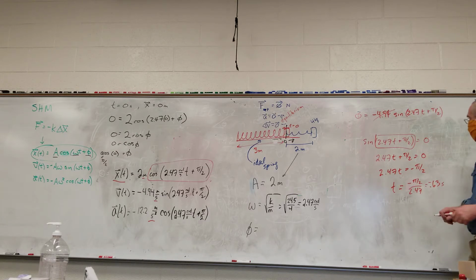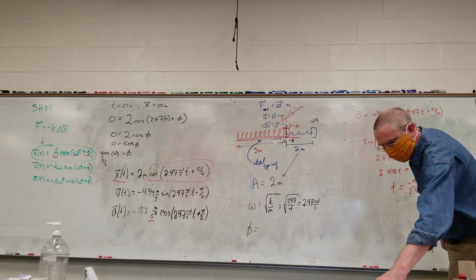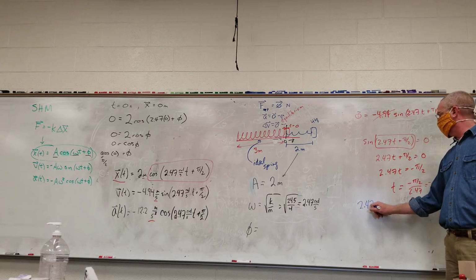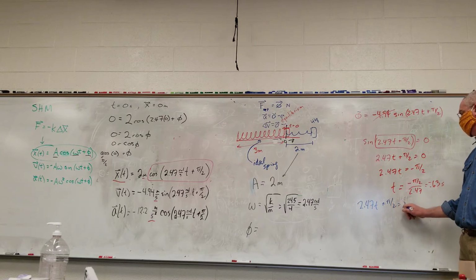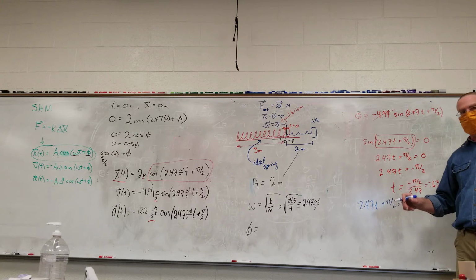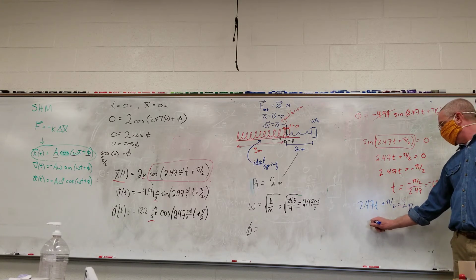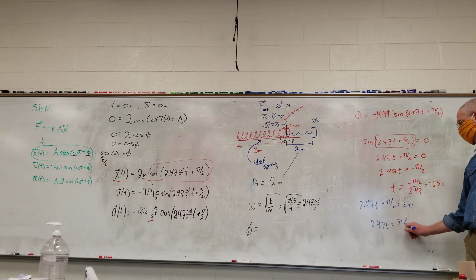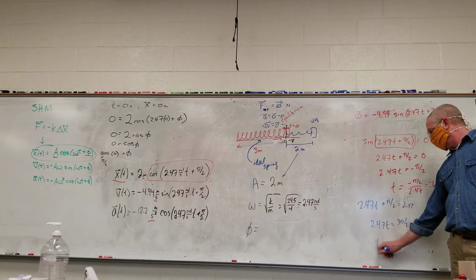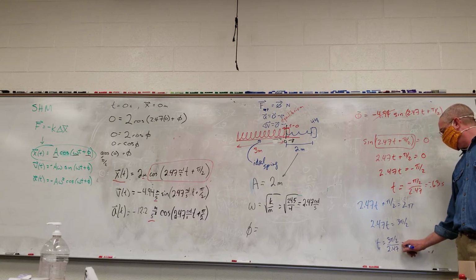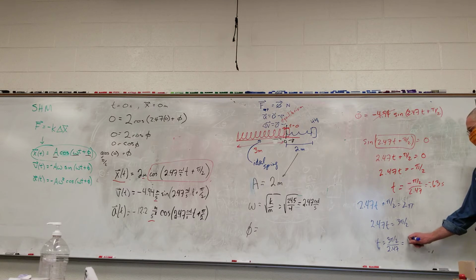We got when 2.47 t plus pi over 2 equals 2 pi, that is a solution. As a matter of fact, it's going to answer the question we need. However, you did skip one of the solutions. So 2.47 t is equal to 3 pi over 2, and so t equals 3 pi over 2 over 2.47, which is about 1.9. Yeah, it's 1.9.